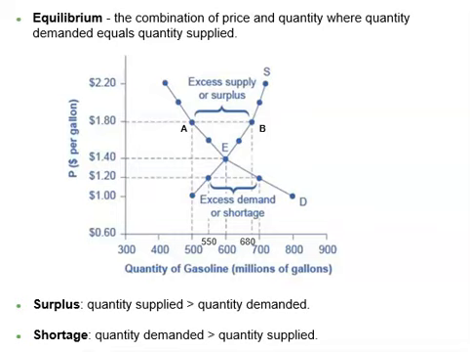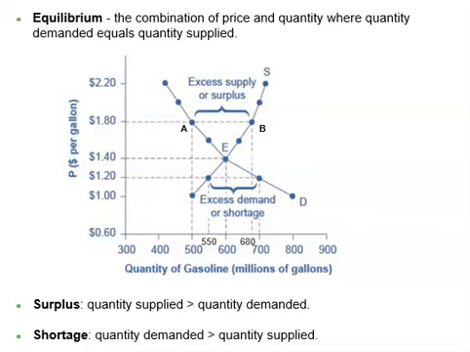The opposite of surplus is shortage or excess demand. It happens when the quantity demanded exceeds the quantity supplied. For example, if the price is at $1.2 per gallon, below its equilibrium level.